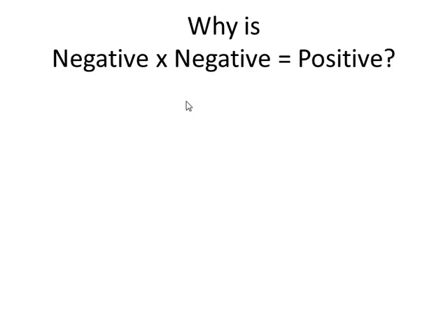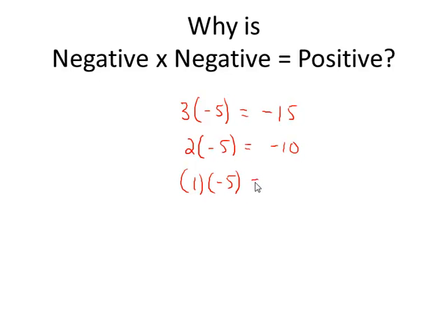From before, 3 times negative 5, that's a positive times a negative. We know that that equals negative 15. And 2 times negative 5 is negative 10. 1 times negative 5 is negative 5. And 0 times negative 5 is 0.